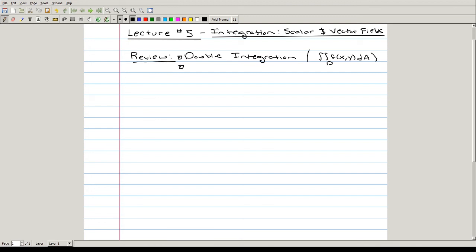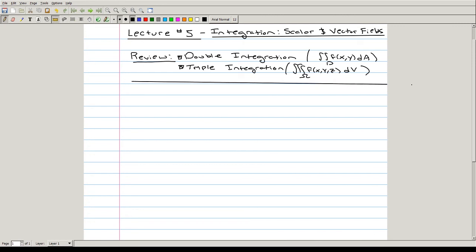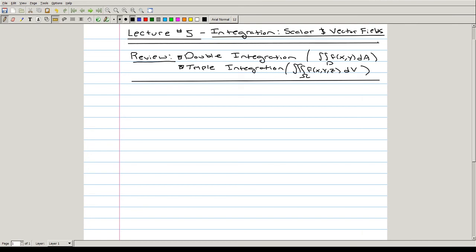and of triple integration, which is taking the triple integral of a function of three variables over some domain in 3D. It'd be a good idea to review some of these concepts from a previous multivariable calculus course, because we will be using these as we go through and define some of the things that we'll be talking about when it comes to integrating both scalar and vector fields.